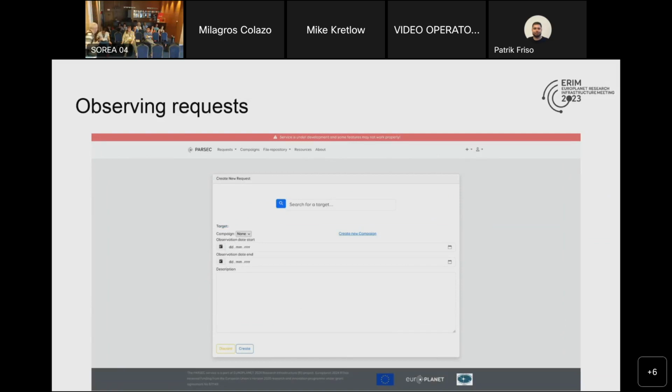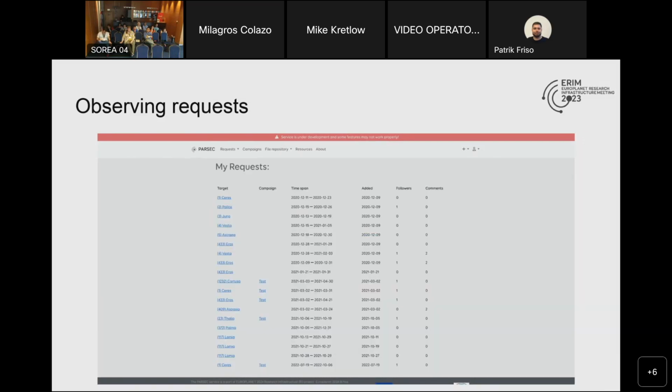Another thing is that users who are registered into the system are able to create their own requests. Like they're putting the target which they are interested in, the range of dates and times, and they can provide some description to specify more why they want to observe or in which, for example, filters and such. And here the example of the created requests.